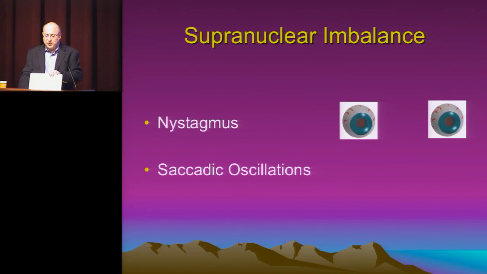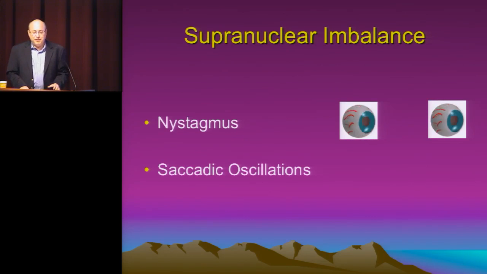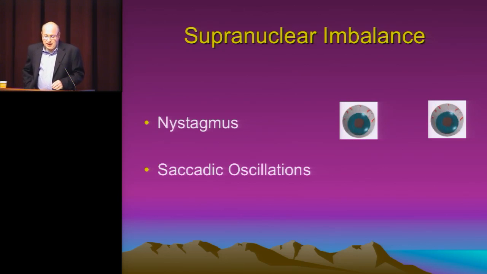So, supranuclear disorders come in a couple of varieties. First of all, there's imbalance, which will give us nystagmus if it's in the slow eye movement system, or saccadic oscillations if it's in the rapid.